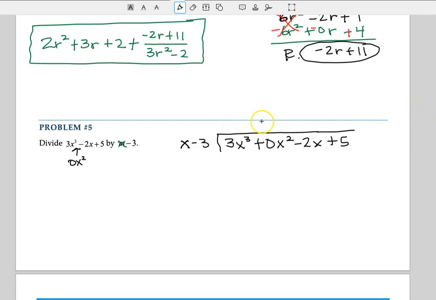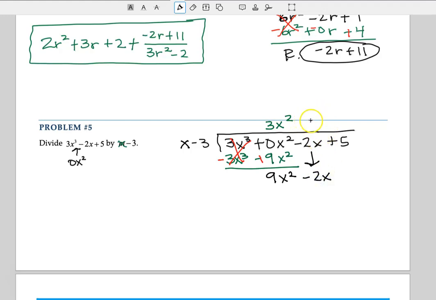All right, so what times x gives me 3x cubed? 3x squared. Okay, so let's put our 3x squared up here in our answer part. All right, 3x squared times x gives me 3x to the third. And then make sure you multiply it by the other one as well. 3x squared times negative 3 is negative 9x squared. All right, so now we'll change signs and get rid of that first term. And when we add these together, we get 9x squared. And then let's bring down our next term.